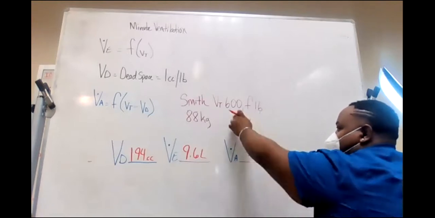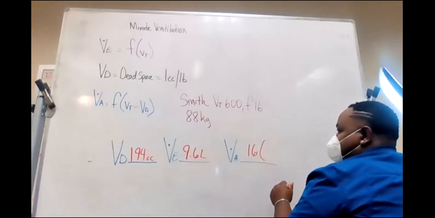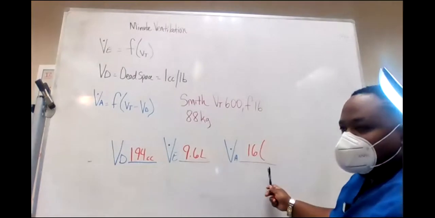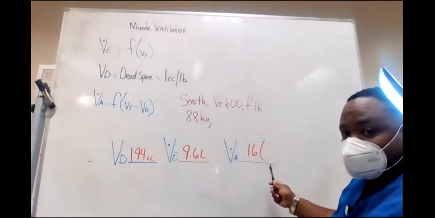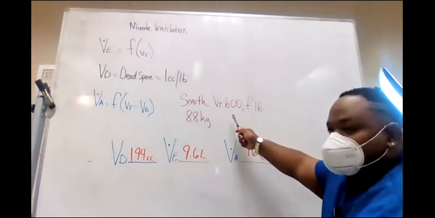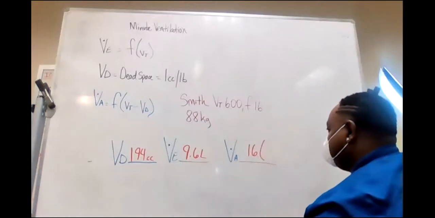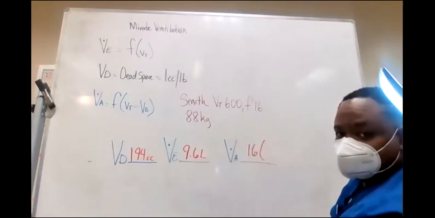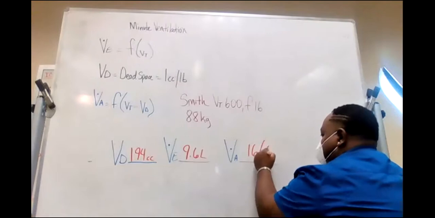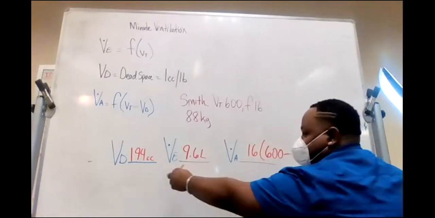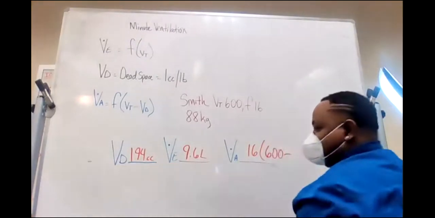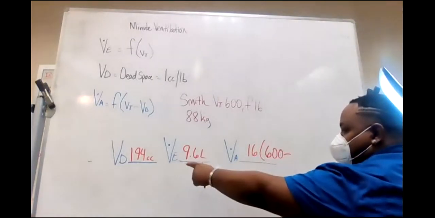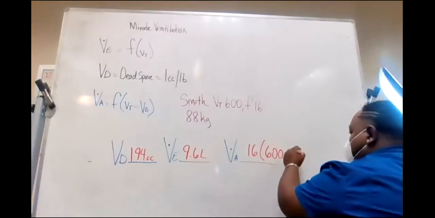Well, let's work it out first. What's the tidal volume? It can be either or, Talisha. It still should come out with the same thing. Not at this point. I'm still doing the subtraction right now. I'm not multiplying yet. Talisha, what is the tidal volume in the problem? 600. Okay. 600 minus the dead space. What's the dead space volume? 193. Well, we say 194.